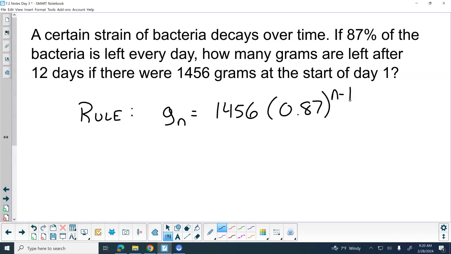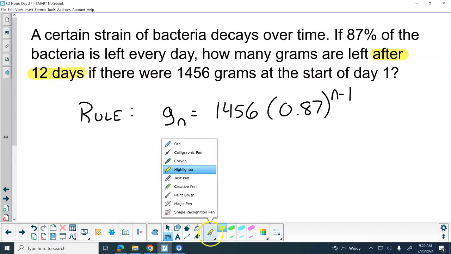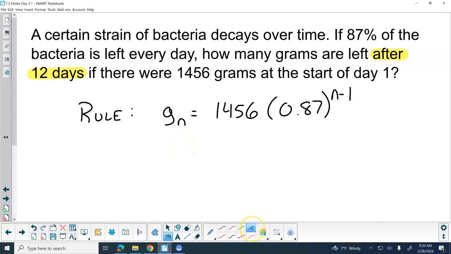I'm liking the 13. That's fascinating. Talk to me, Cal. It says how much is left after 12 days, so you want this beyond. So we're looking for G sub 13. Okay. We're looking for the 13th term, so that's going to be.